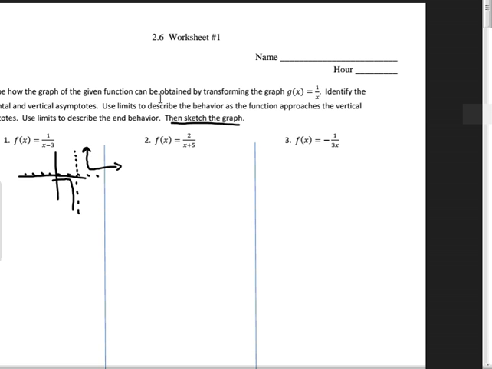Now, it says use limits to describe the behavior as the function approaches the vertical asymptotes. That's the inside limits. And then it says use limits to describe the end behavior. That's the outside limits. Oh, and it says identify the horizontal and the verticals. Holy smokes, there's a lot.